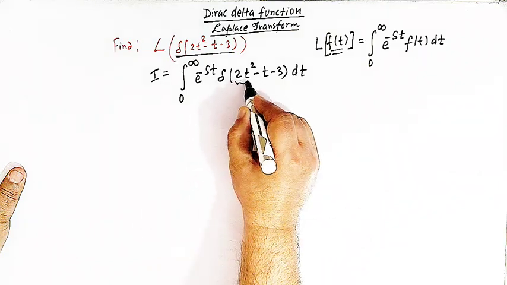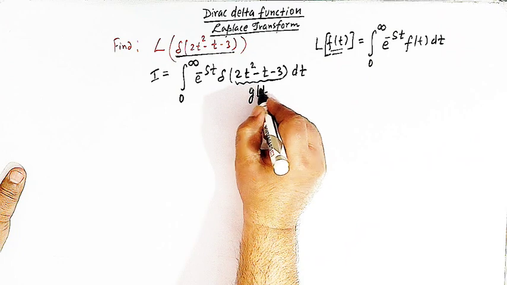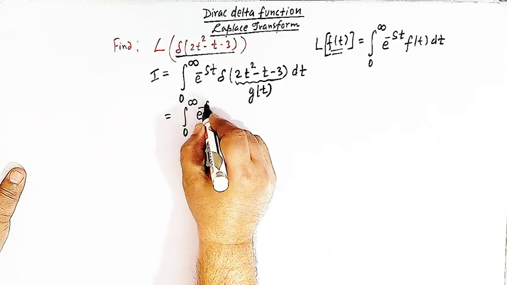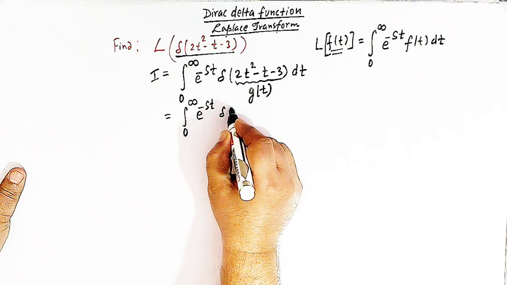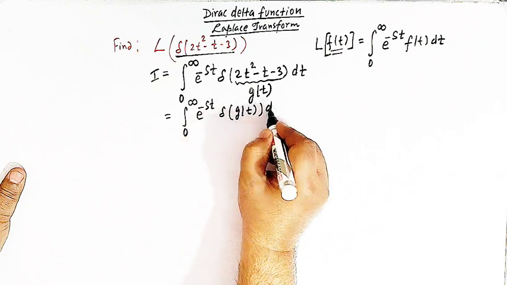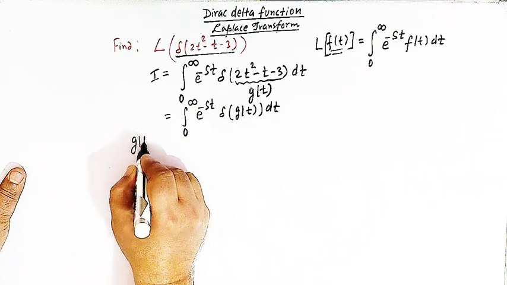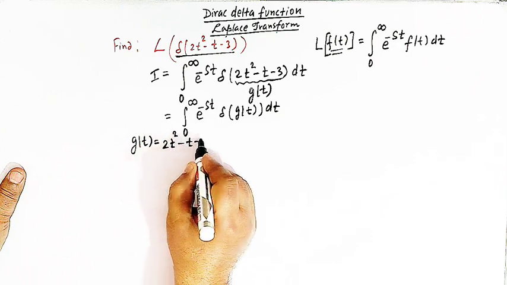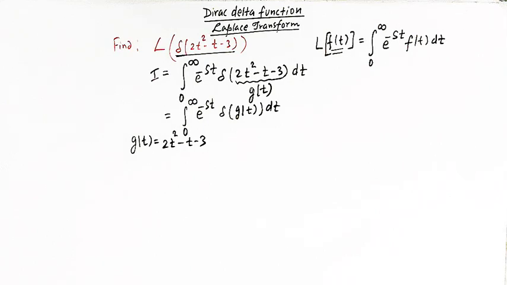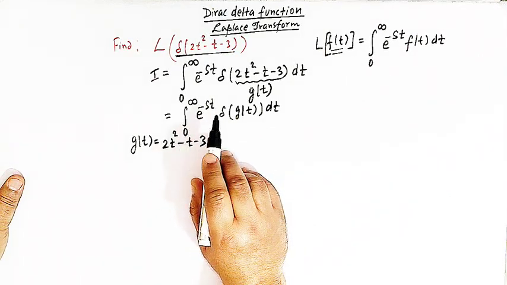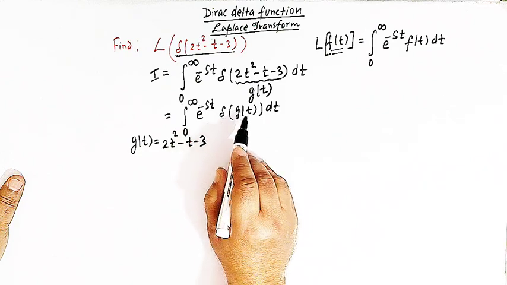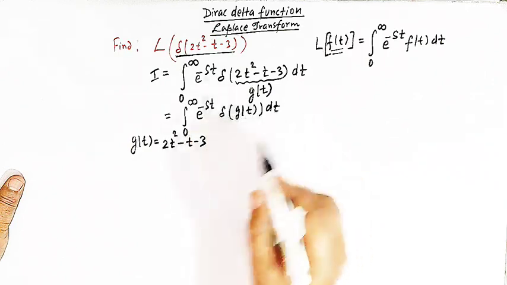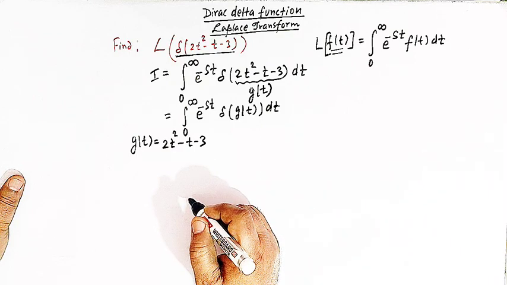So let us take this function as g of t, right? So now we can write 0 to infinity, e raised to minus st, and here we have delta of g of t, where g of t is our quadratic polynomial, that is 2t square minus t minus 3. So now whenever we have to evaluate the integrals involving the delta function, where we have a function inside the delta function or the delta symbol, then we use an important property of Dirac delta function, right?